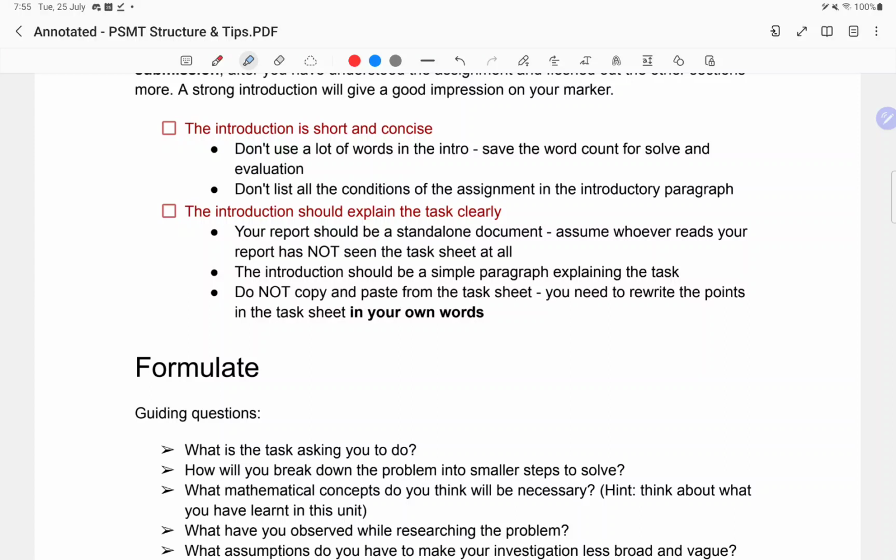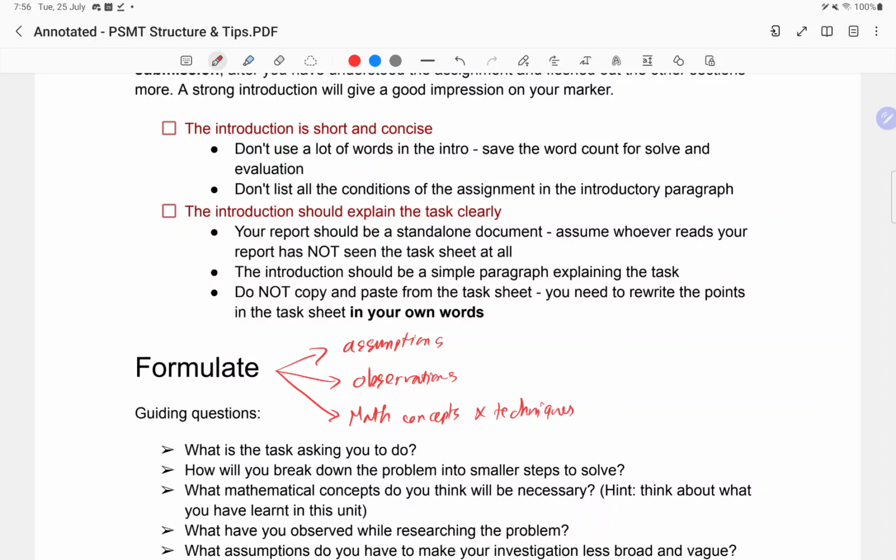Well, it depends on what your school will give you as a scaffolding. It may have a different label. It's basically formulate. There are only three main important things in here: assumptions, observations, and math concepts and techniques. These are the three things they're looking for in the formulate section.